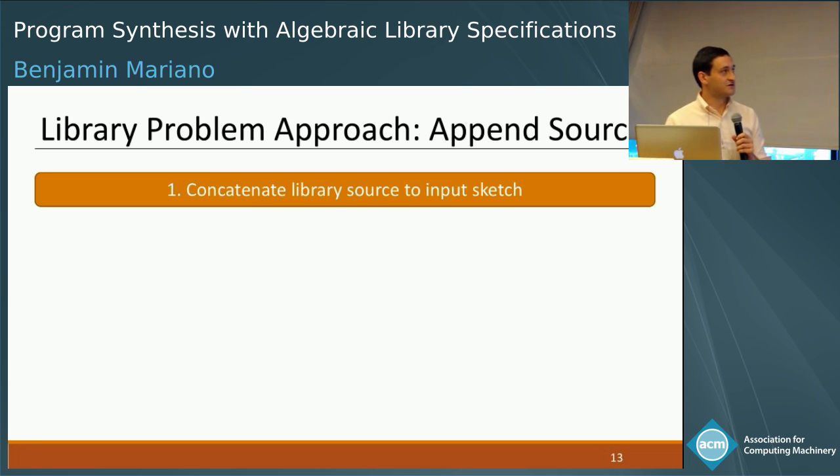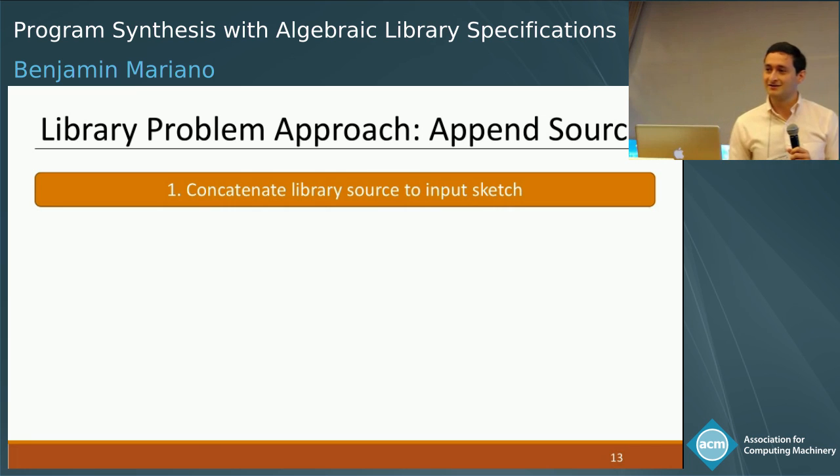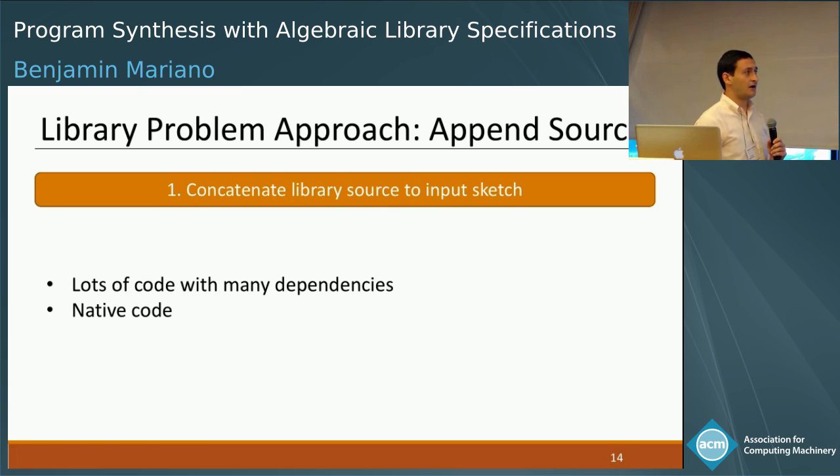OK, so what are some possible approaches for doing this? One is to find the source of this library and just concatenate it onto the input sketch and feed that all to our synthesizer. But there's some problems with this. So often, especially for Java standard library source code, there's lots of code with huge webs of dependencies that are going to be difficult for a synthesizer to reason about.